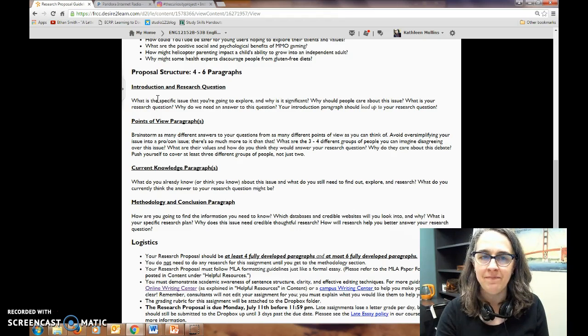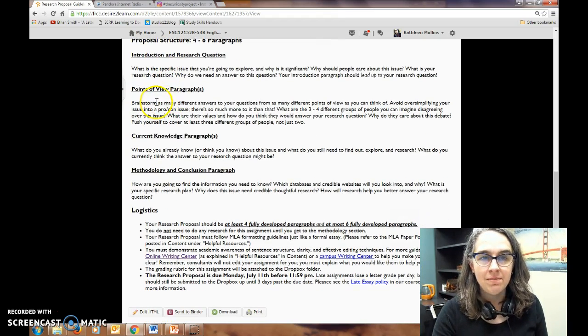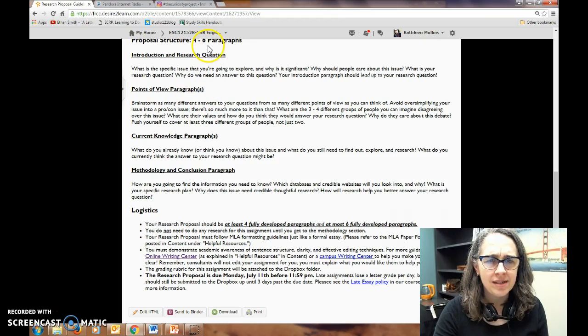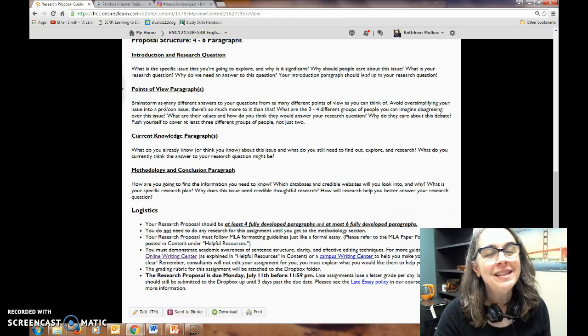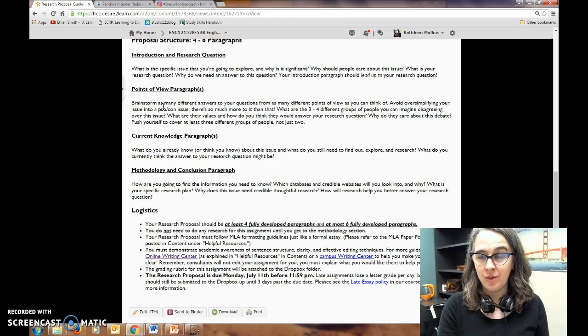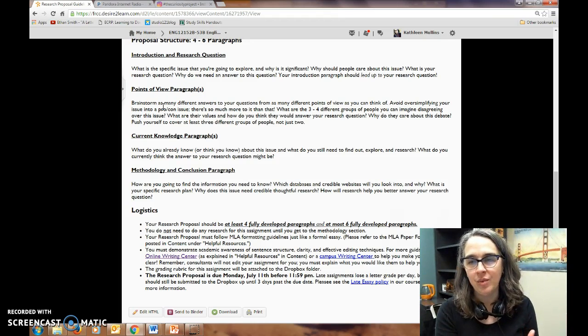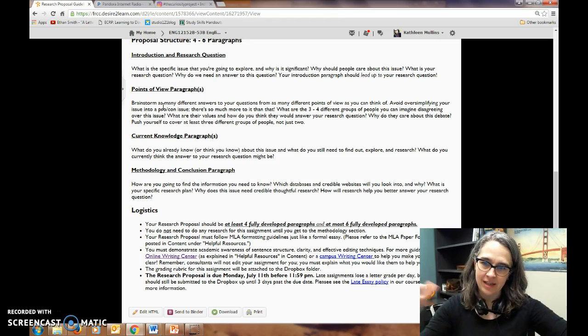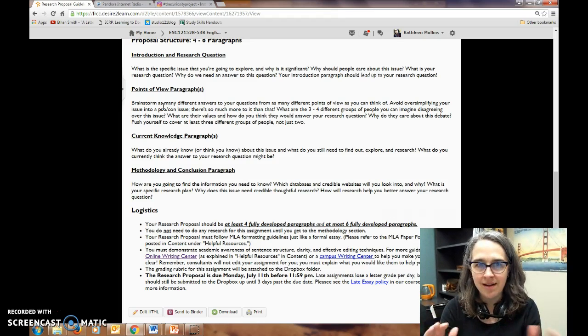After the introduction, you'll have some points of view paragraphs, 1 to 2, maybe 3 at the most. Is that going to add up to 4 to 6? You do the math there. For the points of view paragraph, you're actually going to do some brainstorming and think about all the different possible ways to answer the question that you have proposed in a rich and complex way. You have to do more than just include your perspective. You want to be thinking about all the sides of an issue, not just black and white, good and bad, yes and no, pro and con, but something much more complex than that.